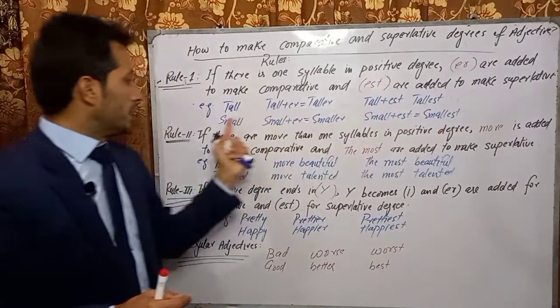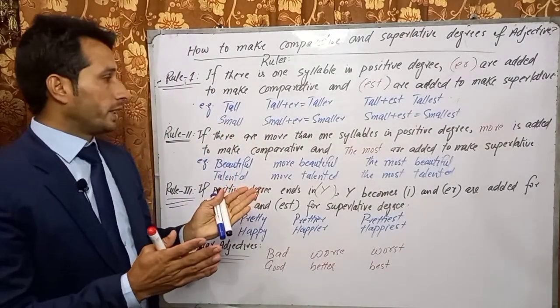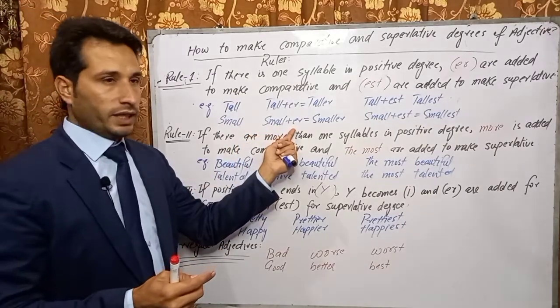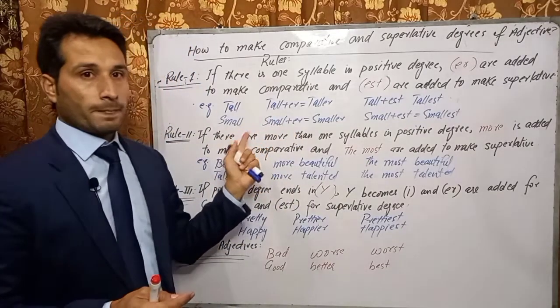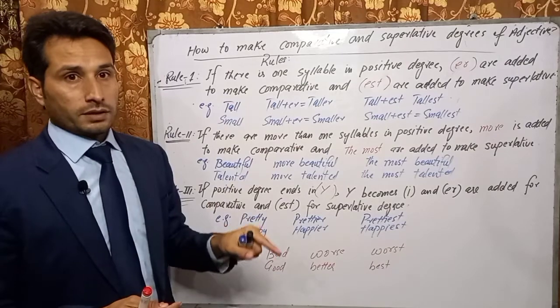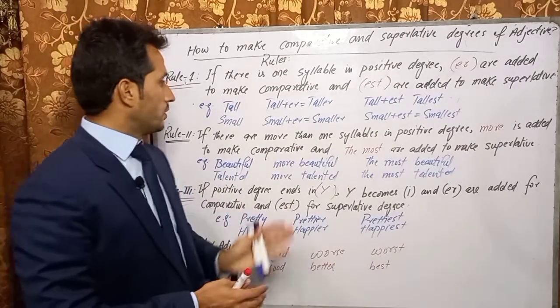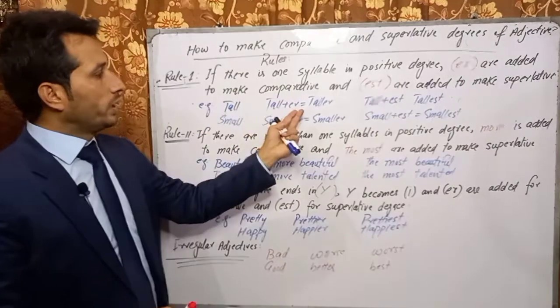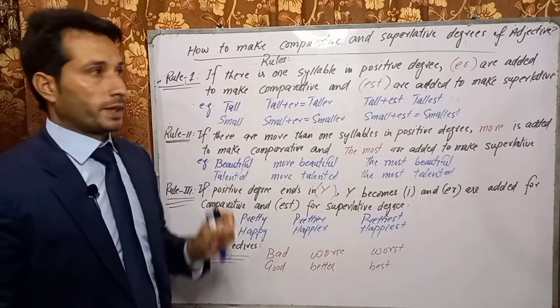tallest. Then small, again one syllable. We cannot break it anymore. Smaller, comparative, smallest, superlative. Young, younger, youngest. Thick, thicker, thickest. Thin, thinner, thinnest. So we have one syllable, so we add er and est for making comparative and superlative degrees respectively.